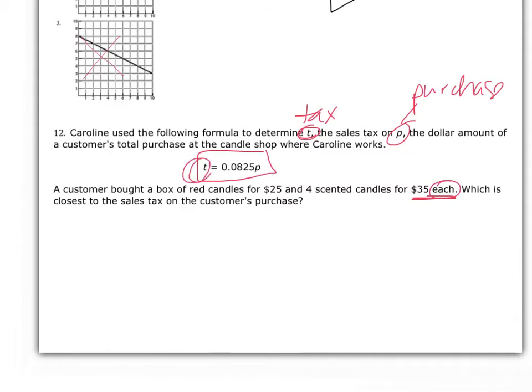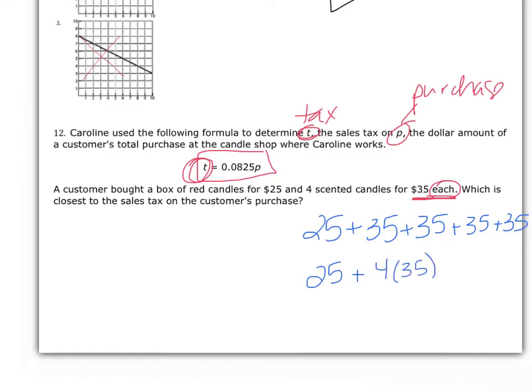So we're looking for T. So we have to put something in for P. Well, we have to figure out how much this purchase is. So the box of red candles is $25. And then they bought 4 candles for $35 each. That means we have to add the $35 4 times. Or what would be an easier way of doing that would be 25 plus 4 times 35. These mean the same thing, right? Because we know that addition and multiplication, it's kind of the same.